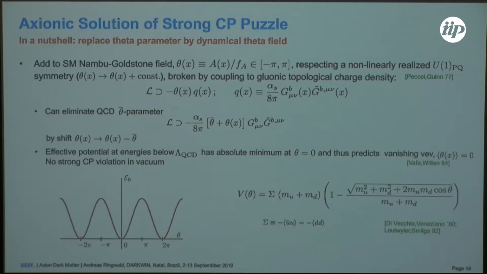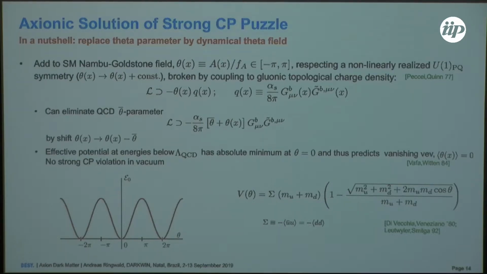The calculation has been done originally by Di Vecchia and Veneziano. They calculated the theta dependence of the vacuum energy in QCD, and this calculation one can just translate, or is just exactly giving, the self interaction potential of the axion field or of this theta field. So we have an explicit expression for this field. It goes like V of theta depends on theta via cosine. So it's periodic, first of all.